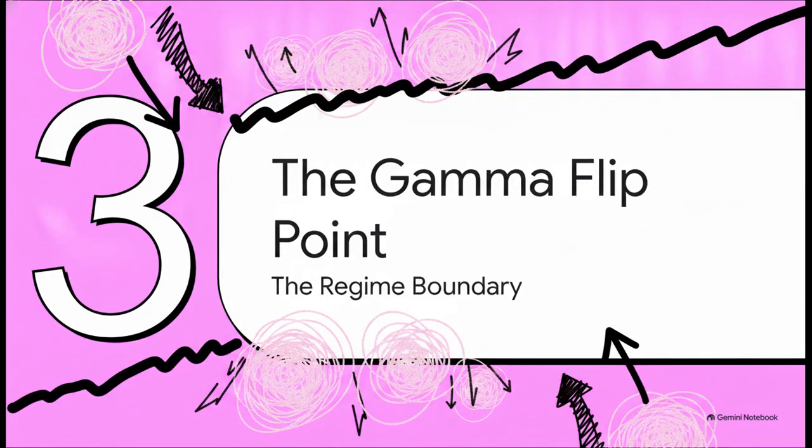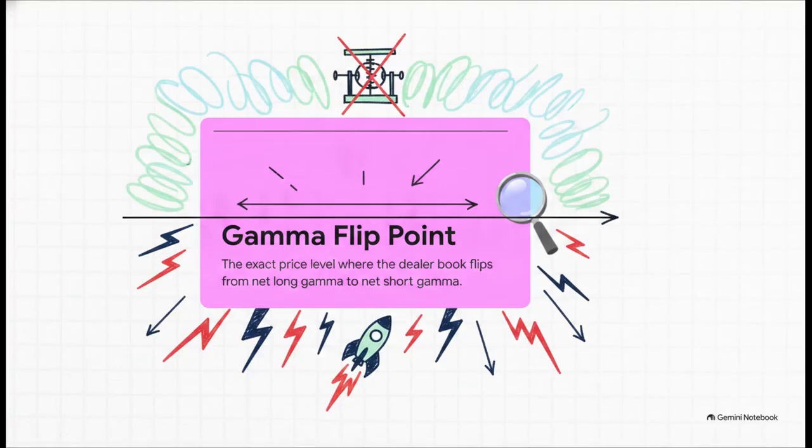And separating those 2 opposing forces brings us right to Section 3, the gamma flip point. This is the exact price level where the dealer book aggregates literally flip from net long gamma to net short gamma. Look, the gamma flip point isn't just another arbitrary line drawn on a chart. Crossing it literally changes the underlying physics of the market.